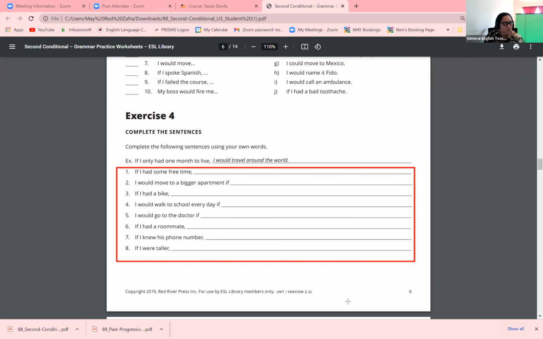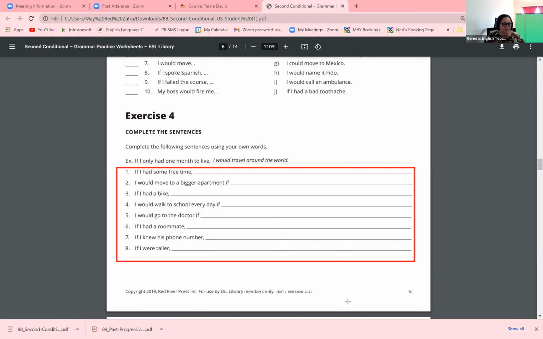If I had some free time, what would you do? I would study. Good. And then make the sentence longer. I would study English every day. Okay. If I had some free time, I would spend more time with my kids. Well done. Go to number 2, Rich. If I had some free time, I would spend a day like my lazy cat.